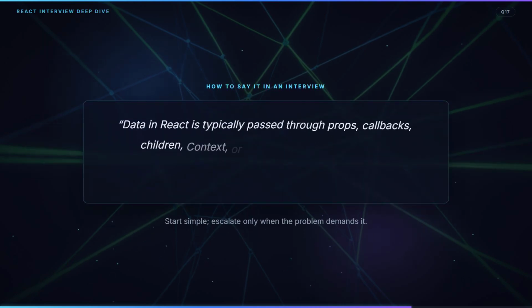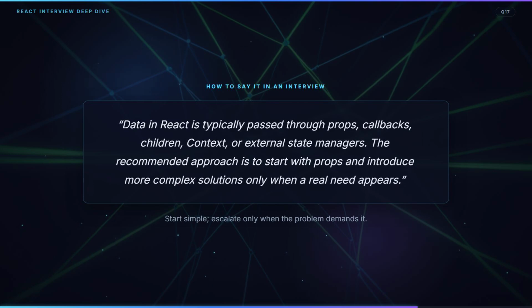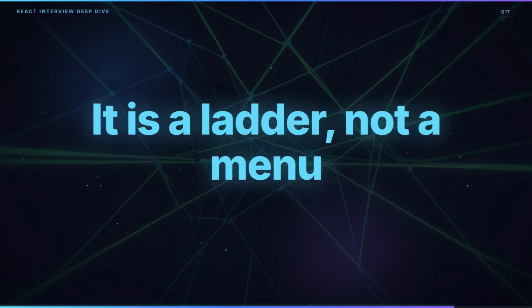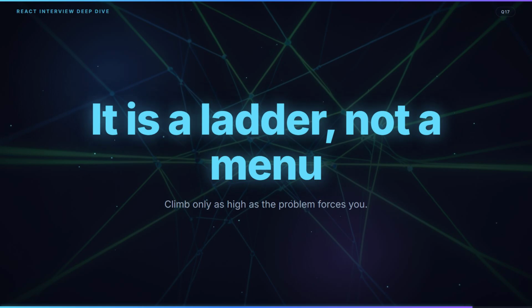Here is the interview-ready answer. Data in React is typically passed through props, callbacks, children, context, or external state managers. The recommended approach is to start with props and introduce more complex solutions only when a real need appears. And the mental model to keep. It is a ladder, not a menu. Climb only as high as the problem forces you.